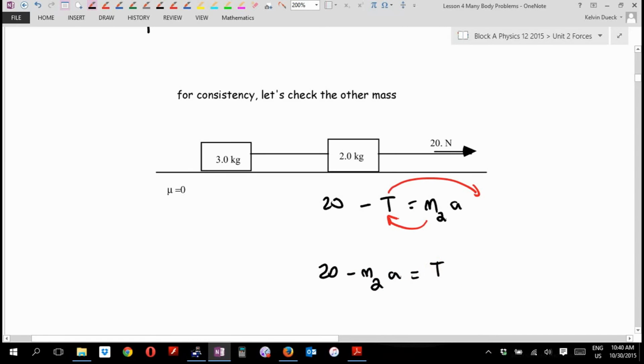Now, I'm hoping this will work out to 12, because that's what I found with the other mass. 20 minus, what was mass 2? 2. And what was the acceleration? 4. What is 20 take away 2 times 4? Is it also 12? Aha! Yay, I know I'm right.